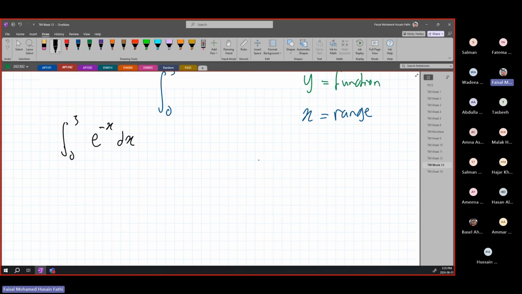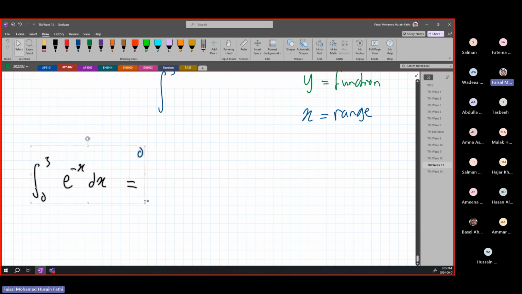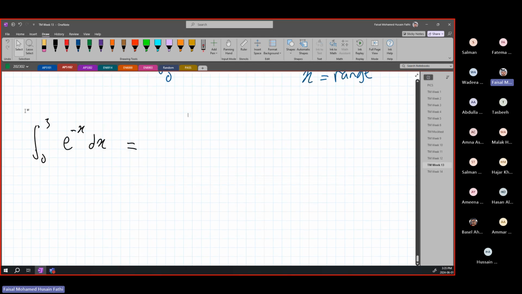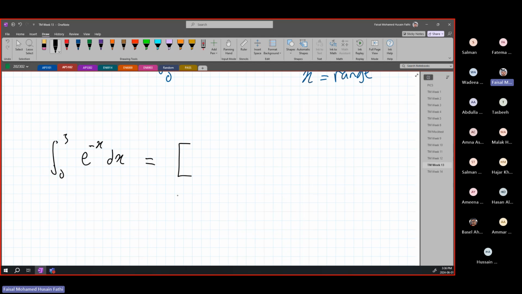Let's actually integrate this. I want you guys to tell me what the integration of this is. Just the integration, not the range, any of that. Just the integration of e^(-x). What is the answer? I'll give you a clue. There's going to be an e for sure. But what is the actual final answer? I want to see how good you guys are with your integration.